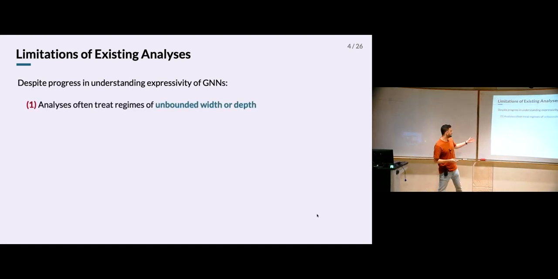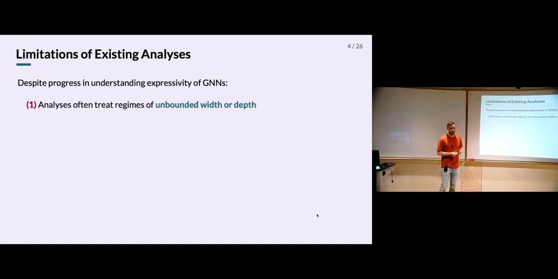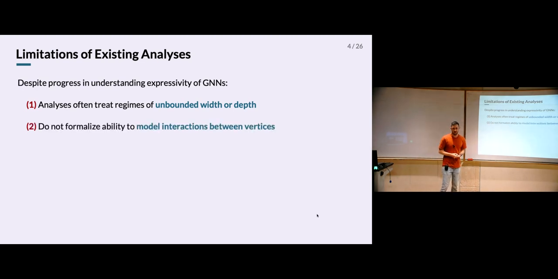Despite this recent progress, there are still several limitations to what we know. First off, many of these analyses, not all of them, but many, treat an asymptotic regime where the network width and depth is allowed to be unbounded. For example, this is true for the analysis of universality and the ability to distinguish between non-isomorphic graphs. And hopefully, we would like to better understand what we can do with networks of a finite size, which we use in practice.